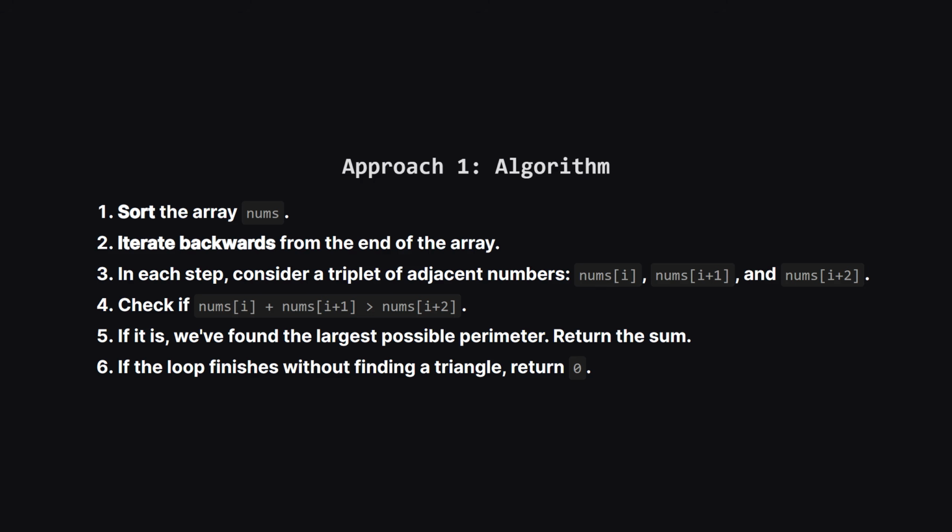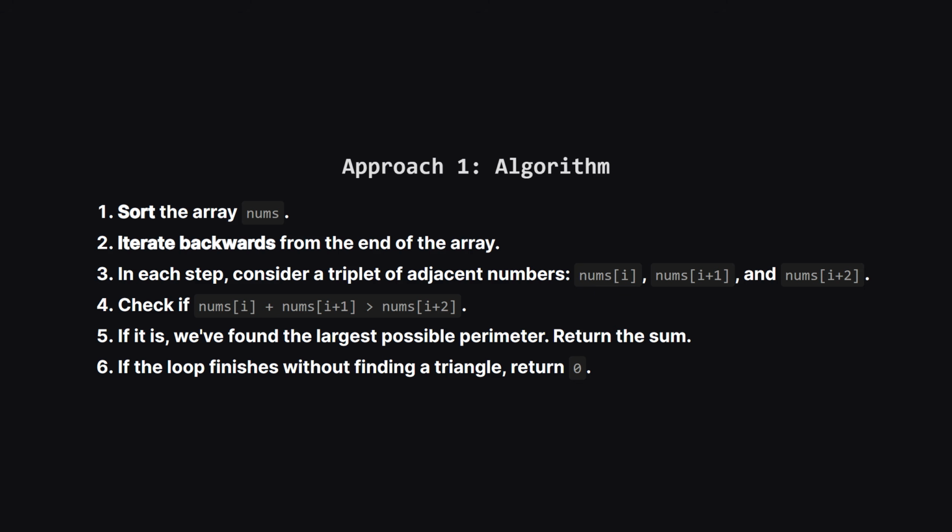So here's the game plan. First, we sort the entire list of numbers from smallest to largest. Then, instead of starting from the beginning, we'll start from the very end, where the biggest numbers are. We'll look at the last 3 numbers as a potential triangle. We check our rule. Are the 2 smaller ones added together bigger than the biggest one? If they are, we've found our answer. Because we started with the largest possible numbers, any other valid triangle we could find would have a smaller perimeter, so we can just return their sum and we're done.